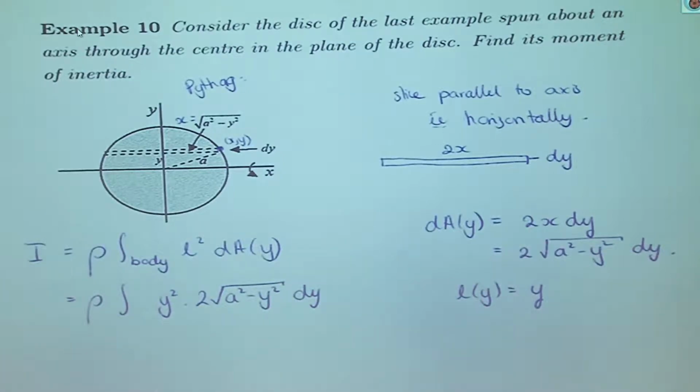Okay, we're integrating in the y direction, right, because we've got a dy. What's the smallest y and what's the biggest y? Negative a. Beautiful, negative a.